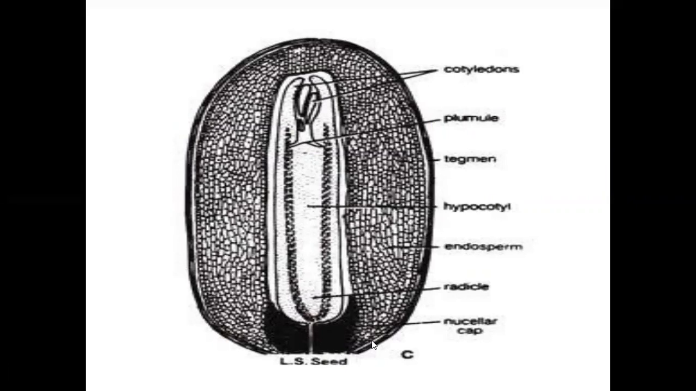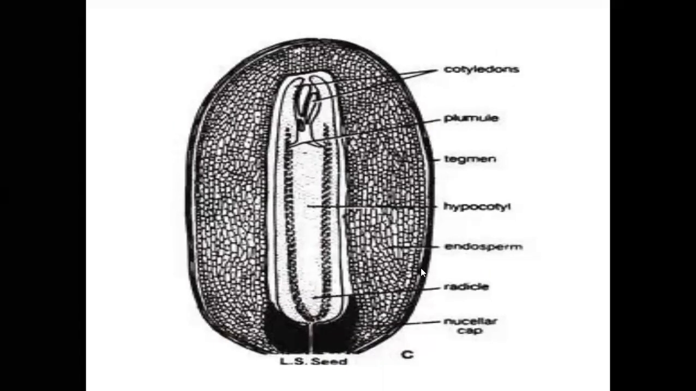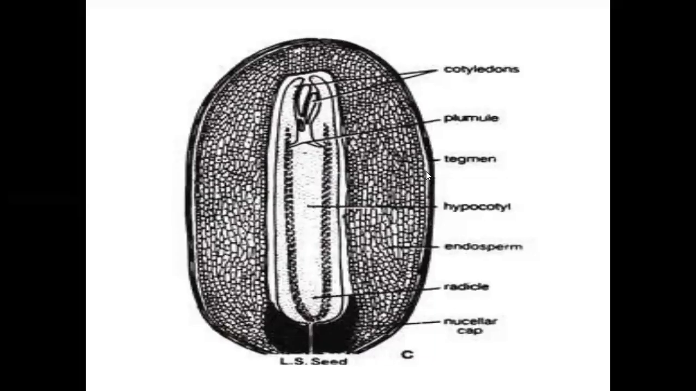The seed contains integument layers. Those integument layers are called testa and tegmen. We call them integument layers before the fertilization of the ovule, but after fertilization, those integument layers convert into, or develop into, testa and tegmen.